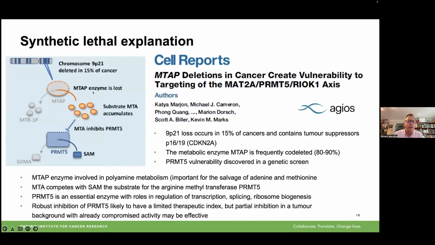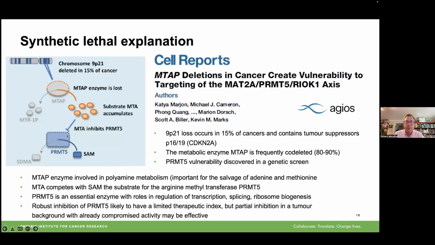And the way this all works is kind of interesting. So MTAP is just a metabolic enzyme. It's involved in scavenging or salvaging adenine and methionine. And when you've deleted it, the substrate accumulates. And that substrate looks a lot like, in fact, it looks identical to half of SAM. SAM is a methyl donor that this arginine methyltransferase uses. And in fact, all the methyltransferases use SAM as their methyl donor. Turns out, though, that of all the methyltransferases, PRMT5 is one of the weakest for binding SAM. So this excess production of MTA is more detrimental to PRMT5.